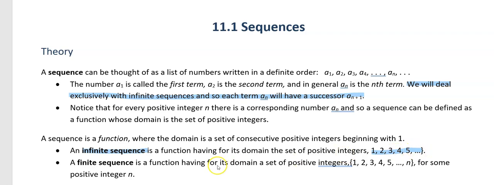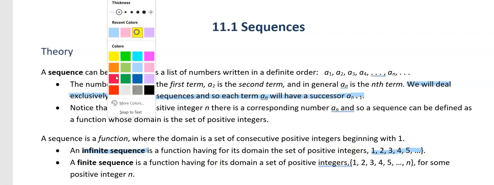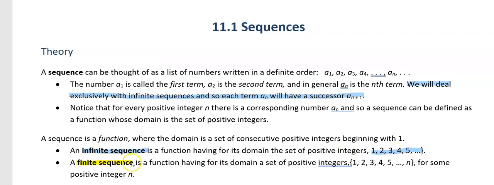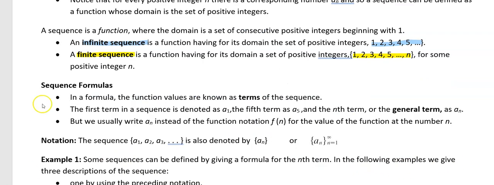A finite sequence is a function having for its domain a set of positive integers 1, 2, 3, and continues till some number n. Now there are formulas for sequences. We typically write them as a sub n. So we'll write a formula and denote it as a sub n.